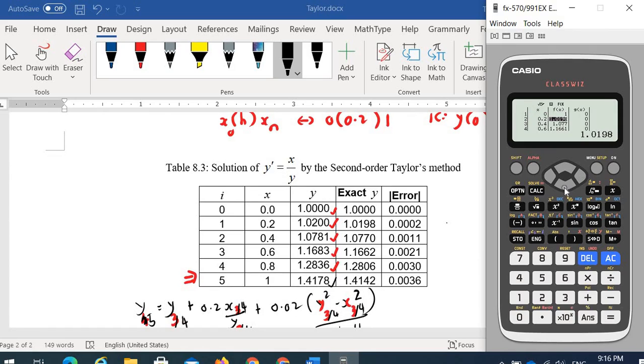1, 1.0198, 1.0770, 1.161862, 1.2806, 1.4142, and then you can calculate the errors.